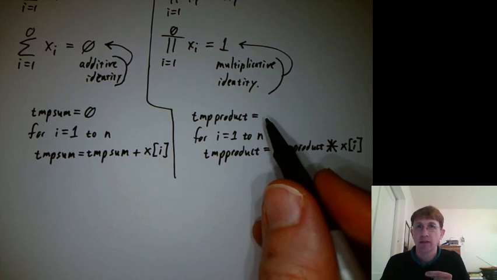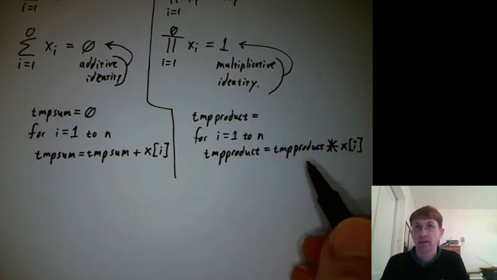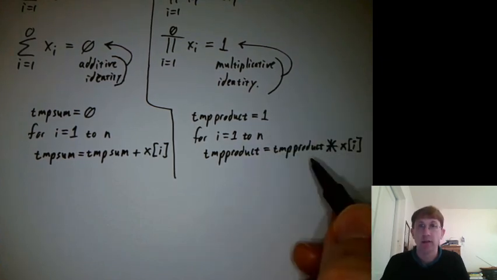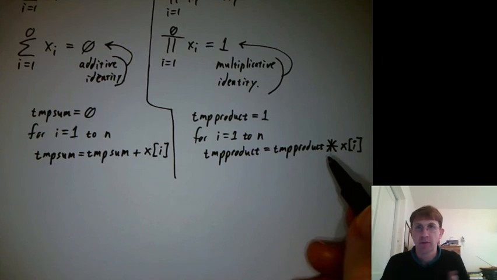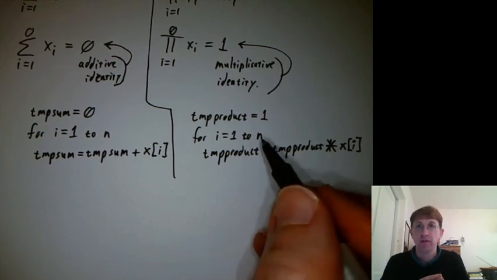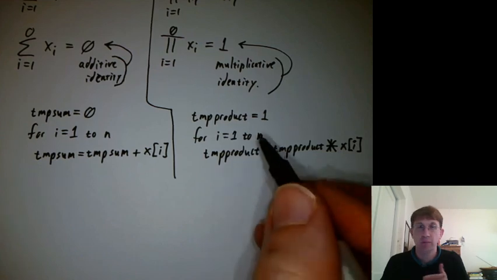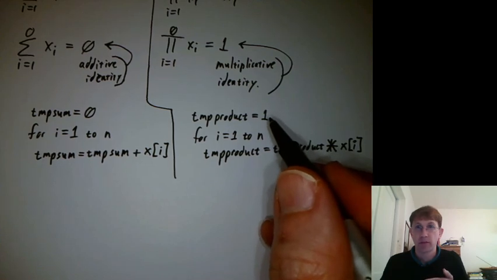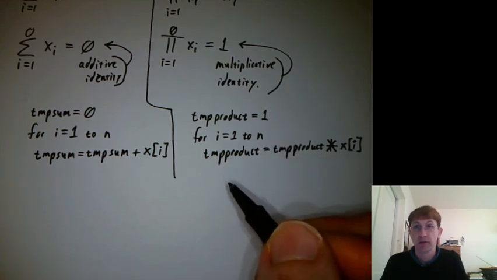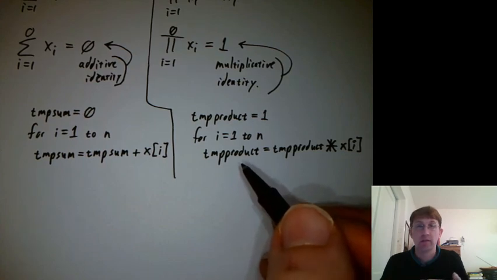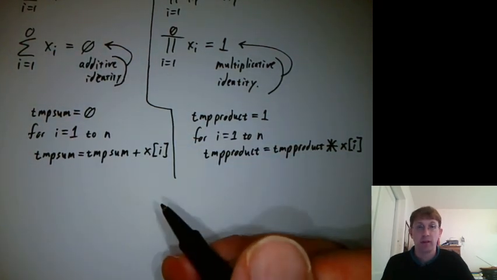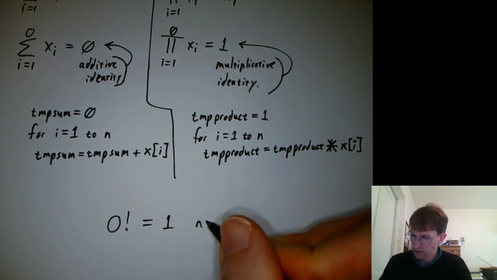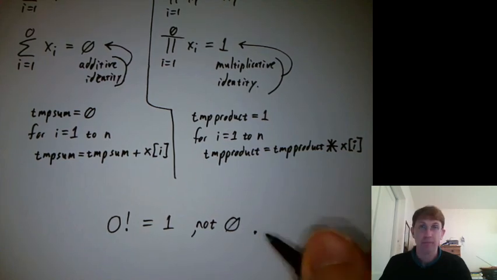But what do I need to start temporary product at so I actually get something reasonable? I would actually have to start it at 1, right? Because if I started it at 0, then all these multiplications would just keep giving me 0. And then if n was equal to something less than 1, this loop wouldn't happen at all. And then what would the final answer of temporary product be? It would just be whatever it started with, and then the loop didn't happen, so it would be 1. So the empty product should be 1, where the empty sum is 0. So all this is a long way of saying 0 factorial is equal to 1, not 0. So remember that.